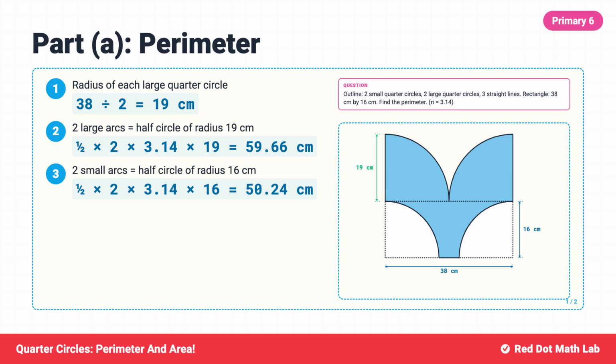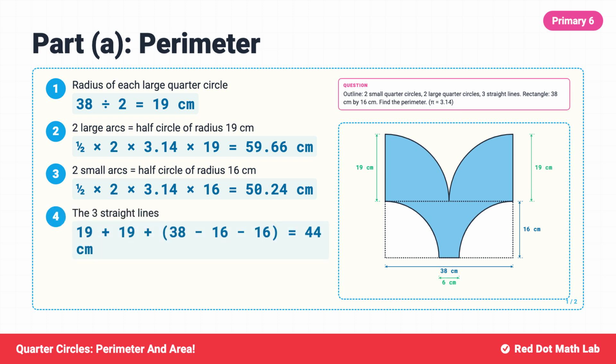Step 3, the two small arcs. Together, they also make half a circle, this time of radius 16 centimeters. A half times 2 times 3.14 times 16 equals 50.24 centimeters. Step 4, the three straight lines. Each vertical line is a radius of a large quarter circle, so each one is 19 centimeters. The short line at the bottom is 38 subtract 16, which leaves 6 centimeters. So the straight lines give 19 plus 19 plus 6, and that equals 44 centimeters.